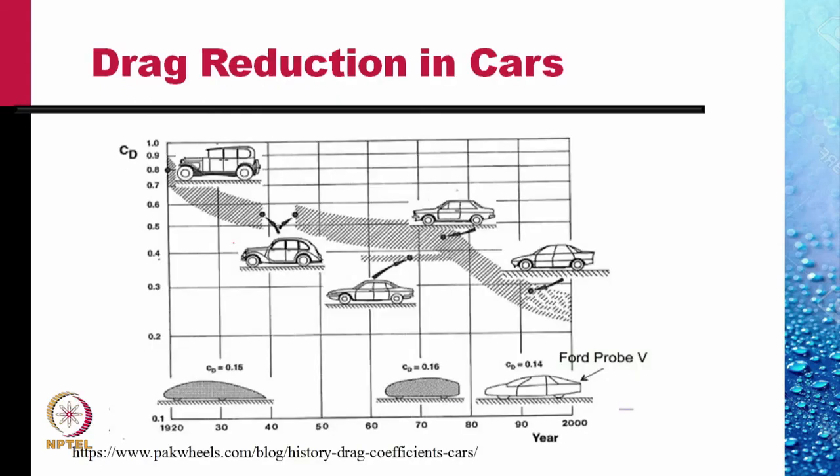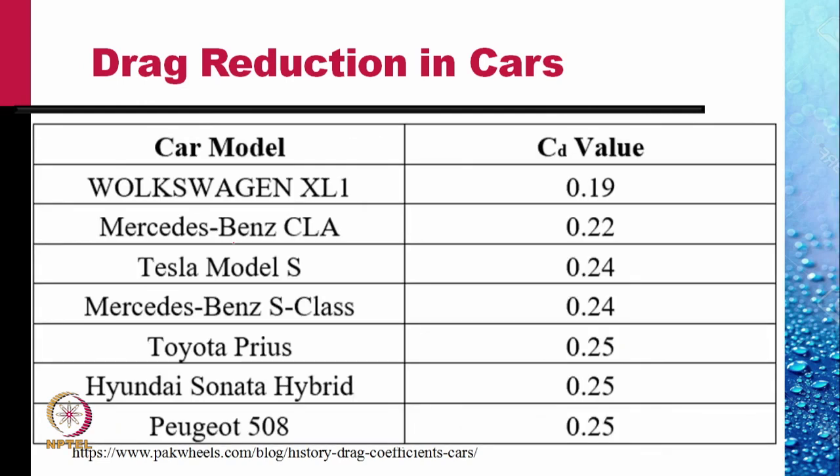This graph shows the evolution of the cars from 1920 to the year 2000. And we see how the shape of the cars changed and how the drag coefficient, which is a non-dimensional number that indicates how much drag there is, changed. It is given by drag divided by velocity squared, the frontal area and the density. So related to drag, the more the drag coefficient, the more is the drag. And you see how the drag coefficient is decreasing. In fact, the drag coefficient of some modern day cars is so low.